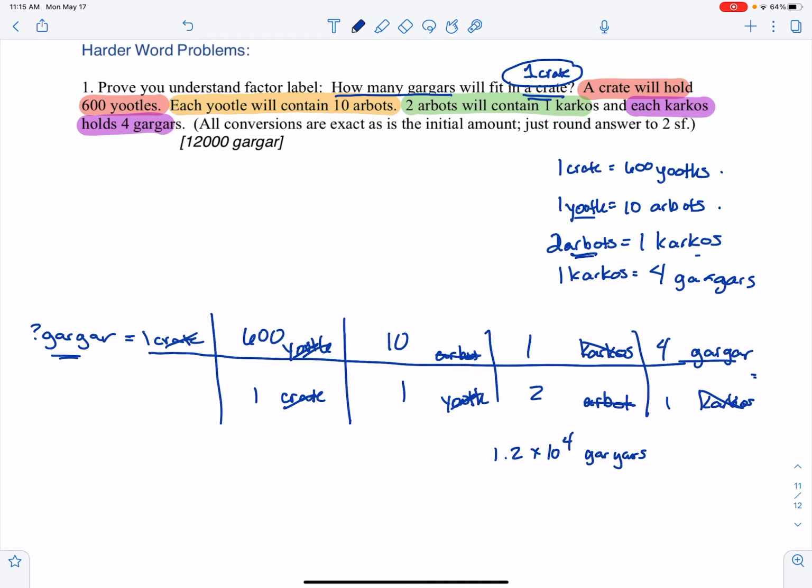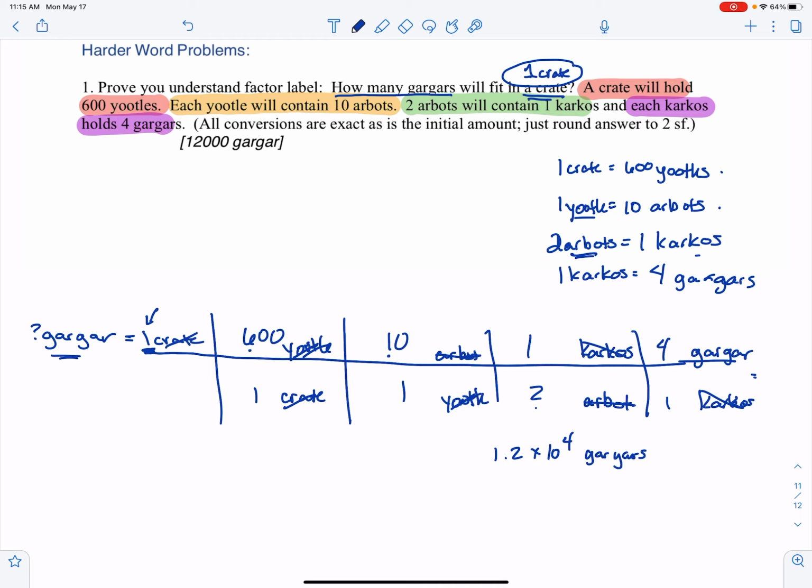Now, sig fig wise, that's one sig fig. This started the whole thing. This is exactly one crate. So maybe I wouldn't worry about counting that one. But there's a sig fig there. That's just one sig fig. One sig fig. One sig fig. So these all have one sig fig.